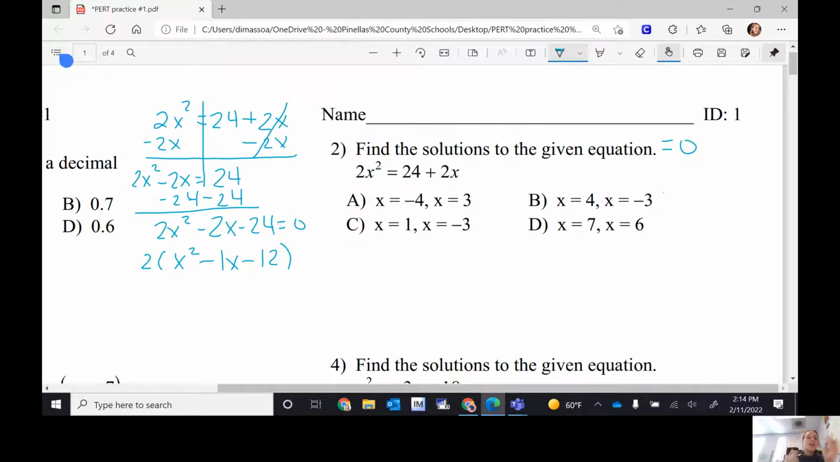Now that it looks like this, it might look like something you remember how to do. This first value in front of the x squared, which is a 1, is your a value. The negative 1 is your b value. And this last one over here is your c value.